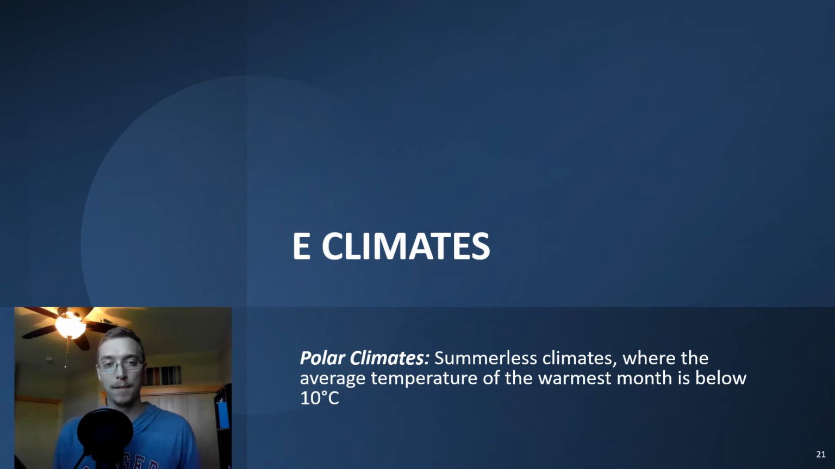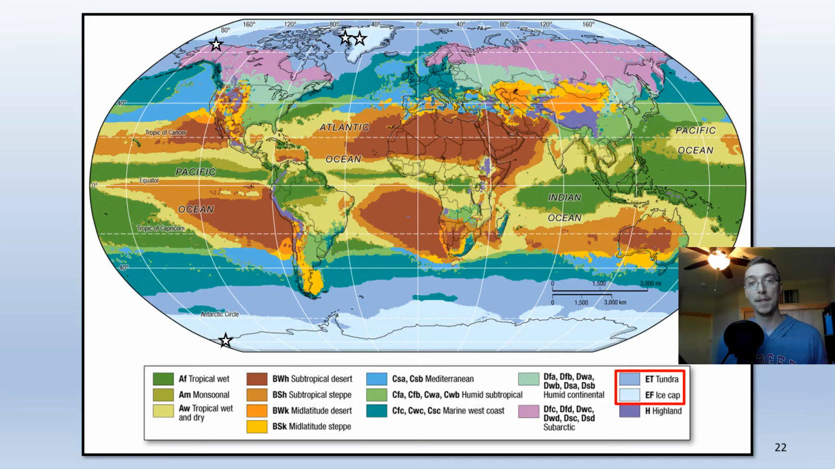All right, moving on to E climates. These are summerless climates where the average temperature of the warmest month is less than 10 degrees Celsius. We see them here. We have ET for tundra and EF for ice caps or snow regions. We can see we are way up north or way down south.